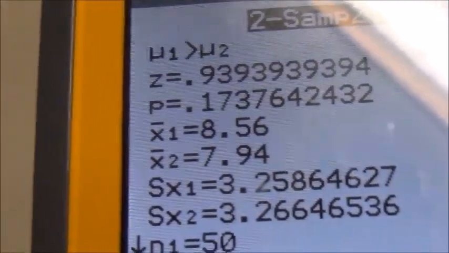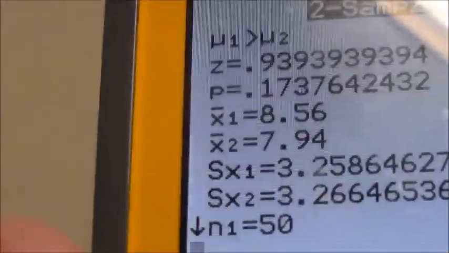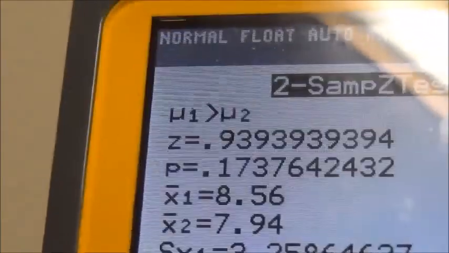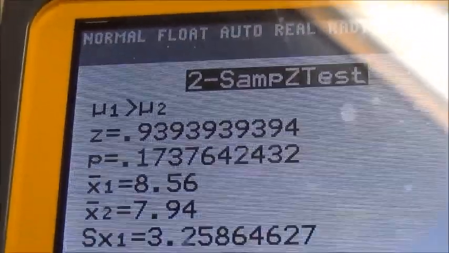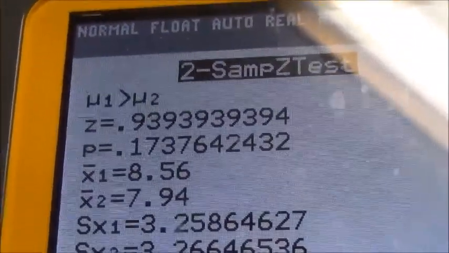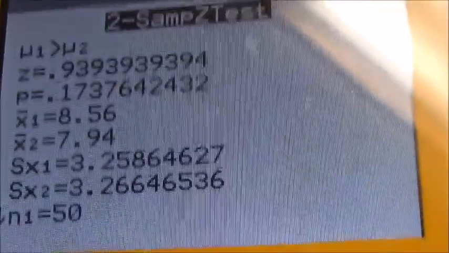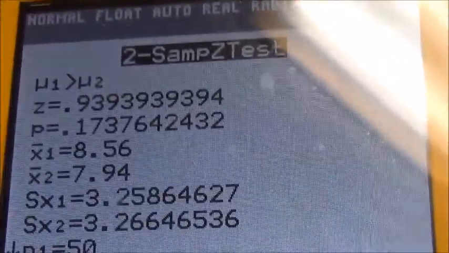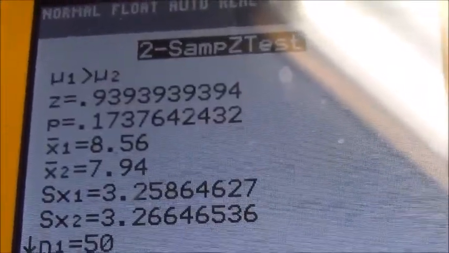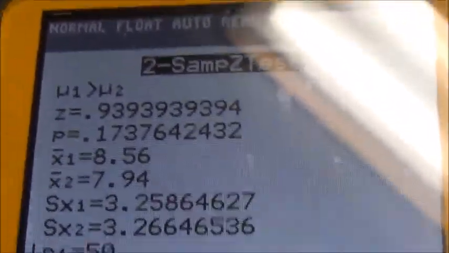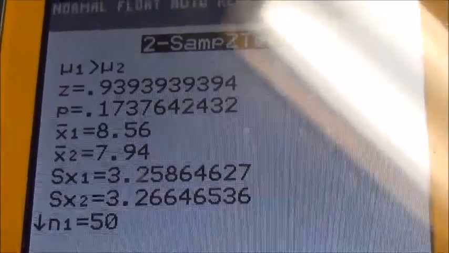So when we're looking at mu1 being greater than mu2, our z value to 4 decimal places would be 0.9394. Our p value, 0.1738. And from there we can go ahead and answer the questions. So it says here, is this a left-tailed test, a right-tailed test, or a two-tailed test? Since we're doing a greater than, it is a right-tailed test.